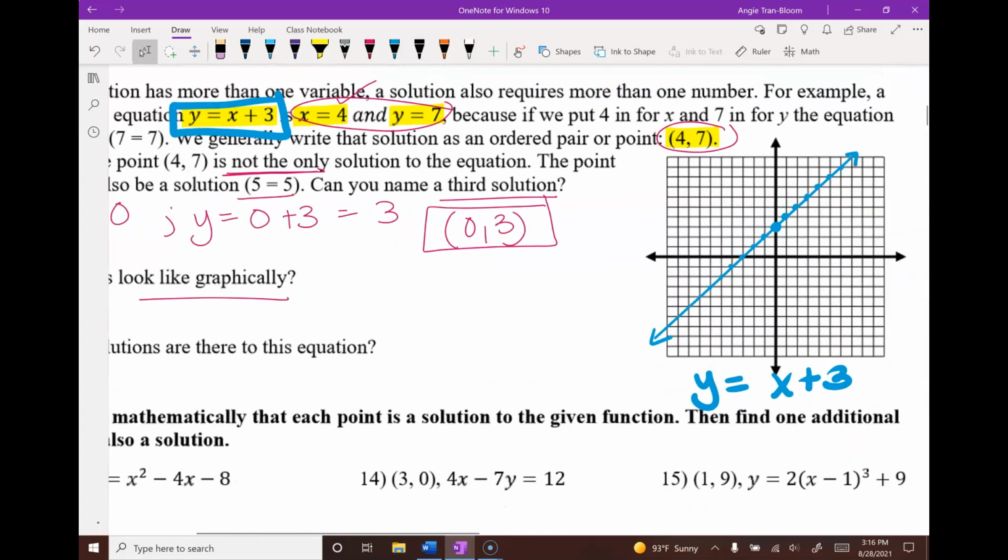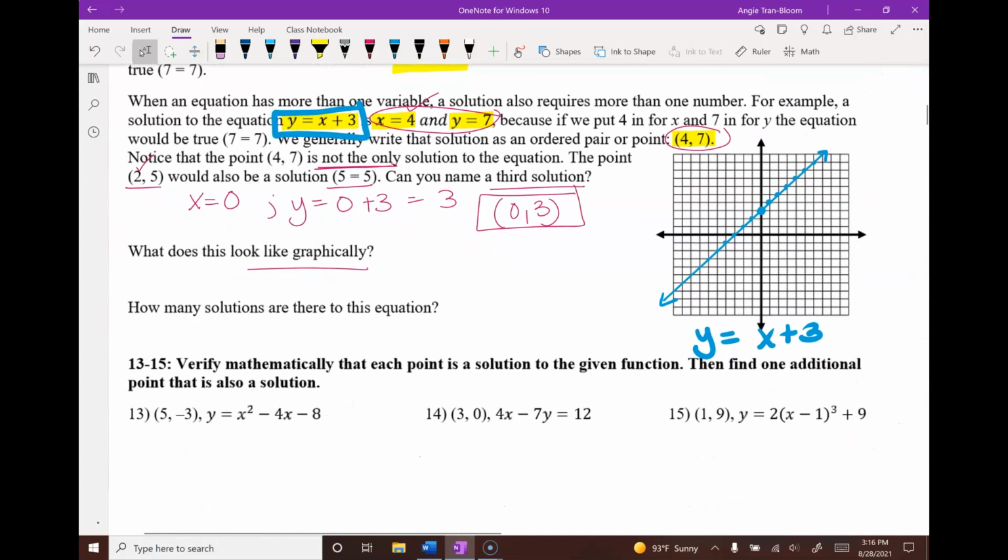Now, what does this look like graphically? So all of the solutions, I'm going to start with the first one, okay? The first solution we have is (4, 7). So 2, 4, this is your first dot. So all of your solutions, students, should be on this line, okay? If it's not on the line, then it's not a solution. (2, 5), this is your solution. Then we came up with one on our own, (0, 3).